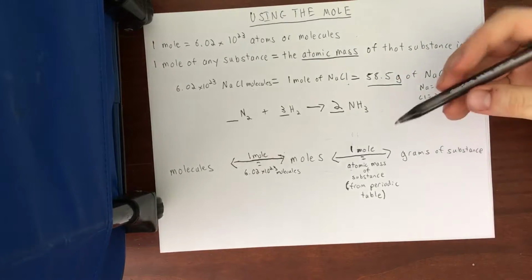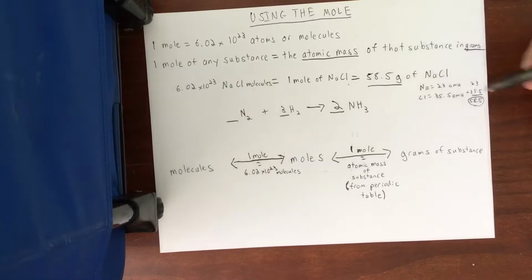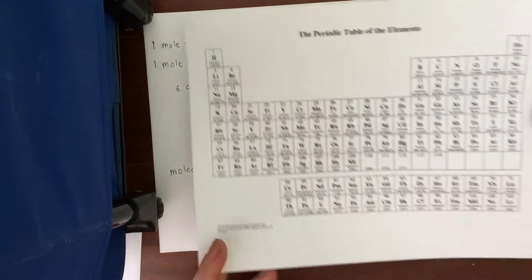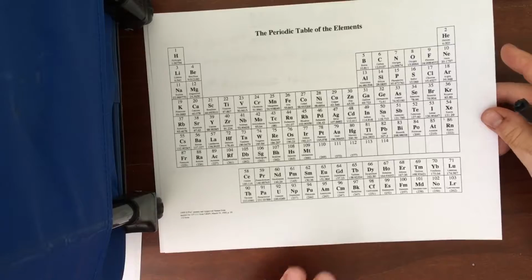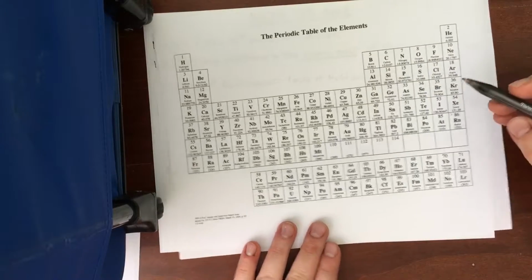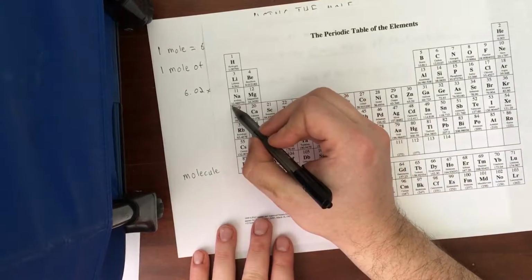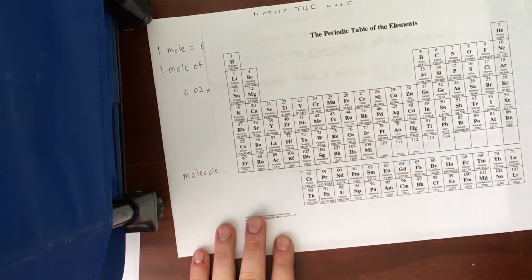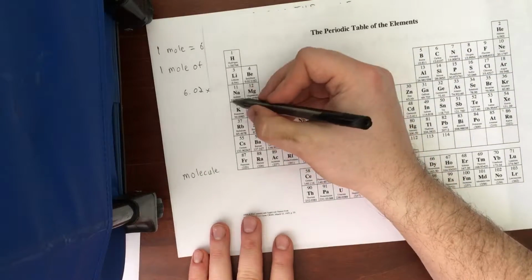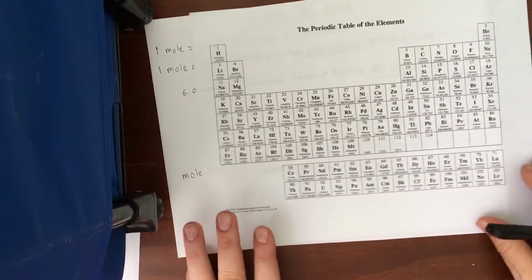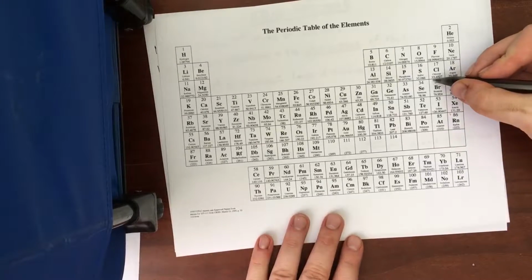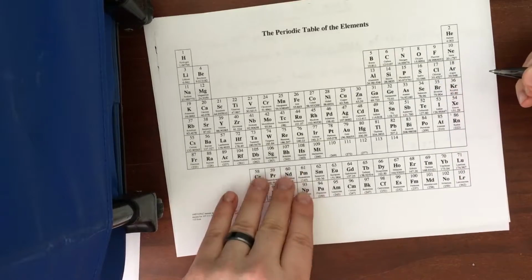58.5 grams, which we can then weigh out on the balance like we did at the end of the last video. So how do we know that it weighs 58.5 grams? Well, we get that from the periodic table, from the atomic mass of the substances. We can see that sodium, over here, weighs 22.98, so we'll call that an even 23 atomic mass units. And chlorine, over here, weighs approximately 35.5.